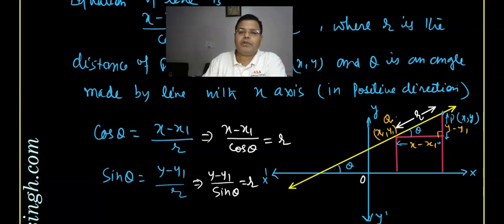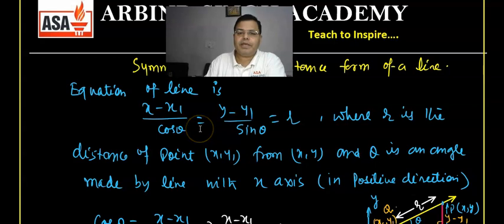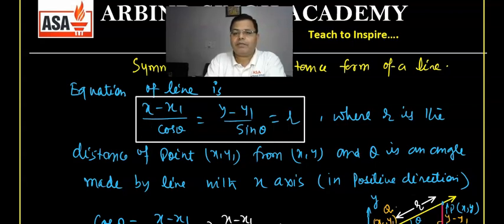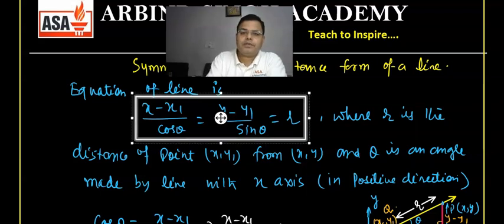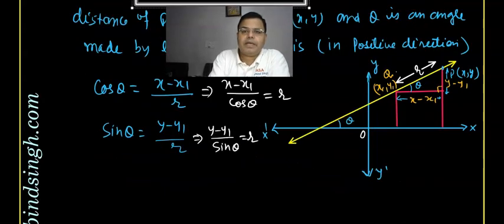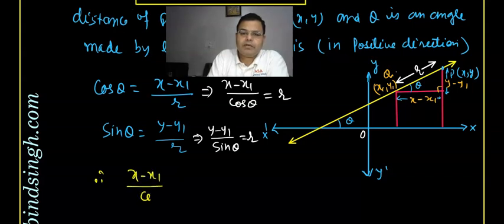And since both are equal to r, the equation of the line will be (x minus x1) by cos theta equals (y minus y1) upon sine theta equals r. This is the equation of the line. I hope you got it. So this is the equation of the line.